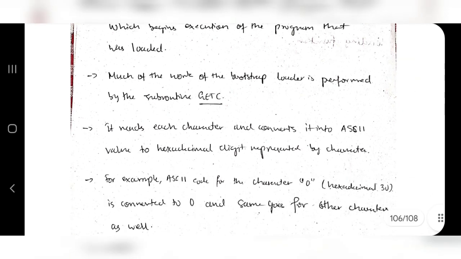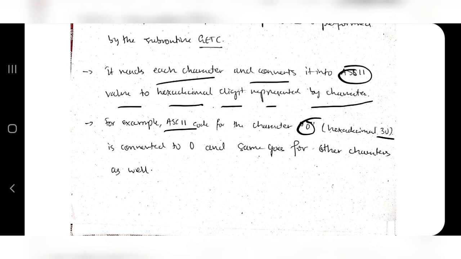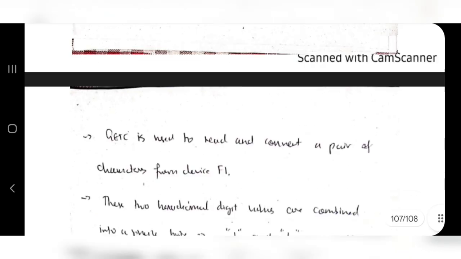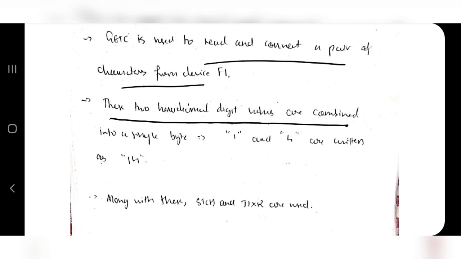Much of the loading is performed by the getC operation, which is get character. It reads each character, this is the algorithm, and converts the ASCII value to a hexadecimal value. If the ASCII code for 0 is 30 in hexadecimal, it is converted to 0, and the same goes for other characters as well. getC is used to convert a pair of characters from device F1, and two hexadecimal values are considered, like 1 and 4, which can be written as 14 itself.